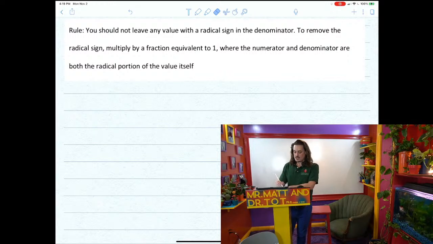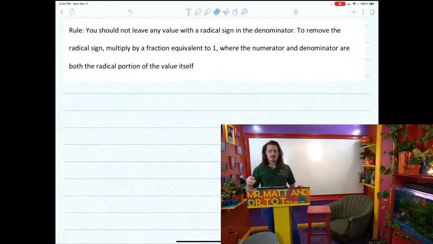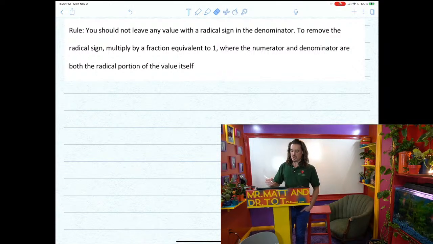So for example, if I had 5 root 5 divided by 2 root 3, I can rationalize this denominator by multiplying by root 3 over root 3. Notice that root 3 over root 3 is something divided by itself, and that's going to be equal to 1. If you multiply by some fraction with the same thing in the numerator and denominator, that's the same thing as multiplying by 1, which is not going to change the value itself. It's just manipulating the numerator and denominator relative to each other.